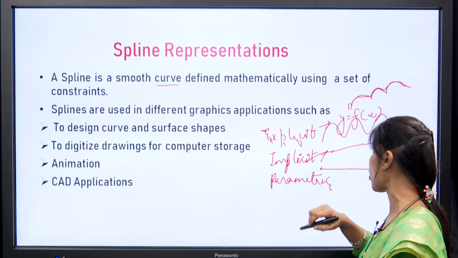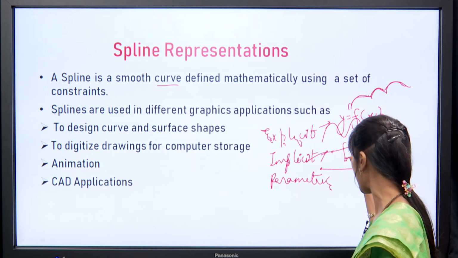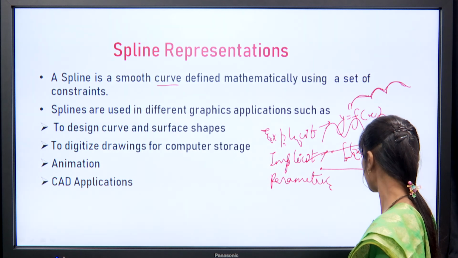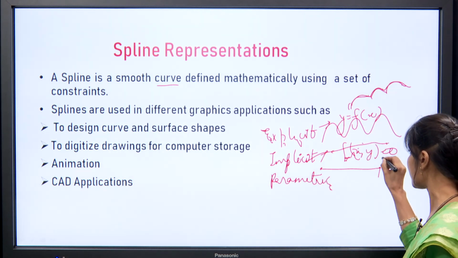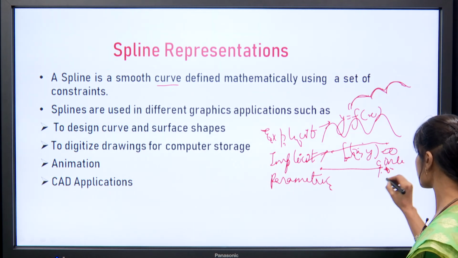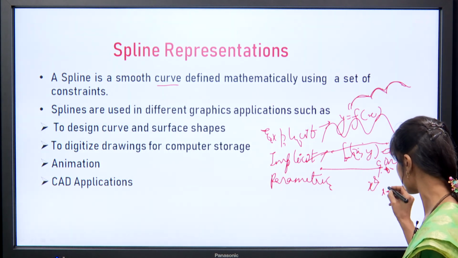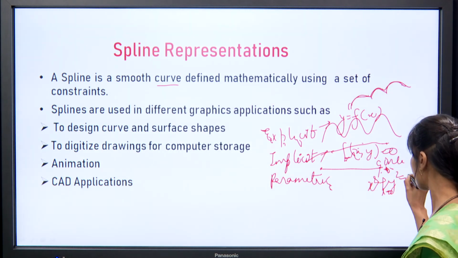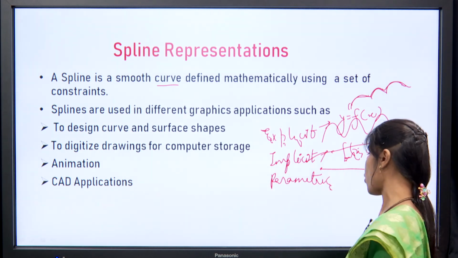In implicit form of a curve, it is f of x comma y is equal to 0. Suppose you take a curve, that is a circle. The equation of a circle is x square plus y square minus r square is equal to 0. That is the implicit form of a curve.